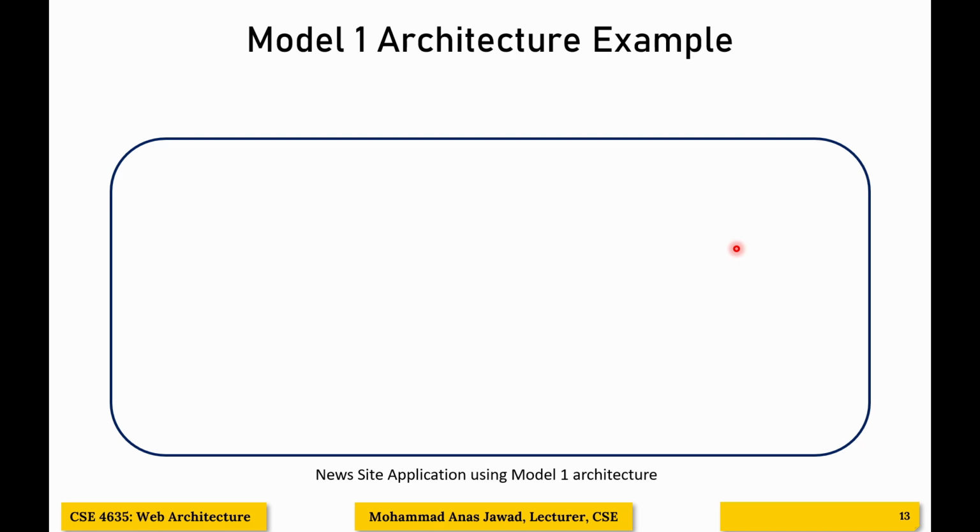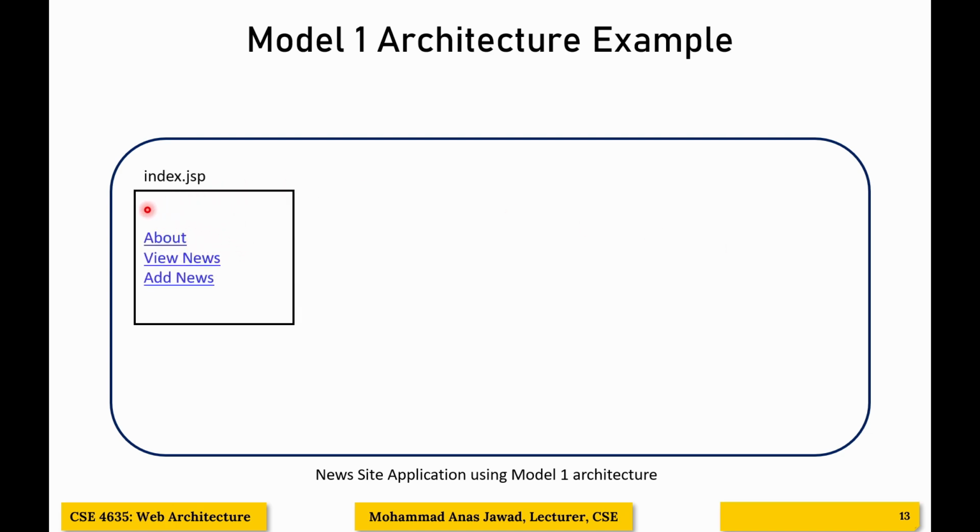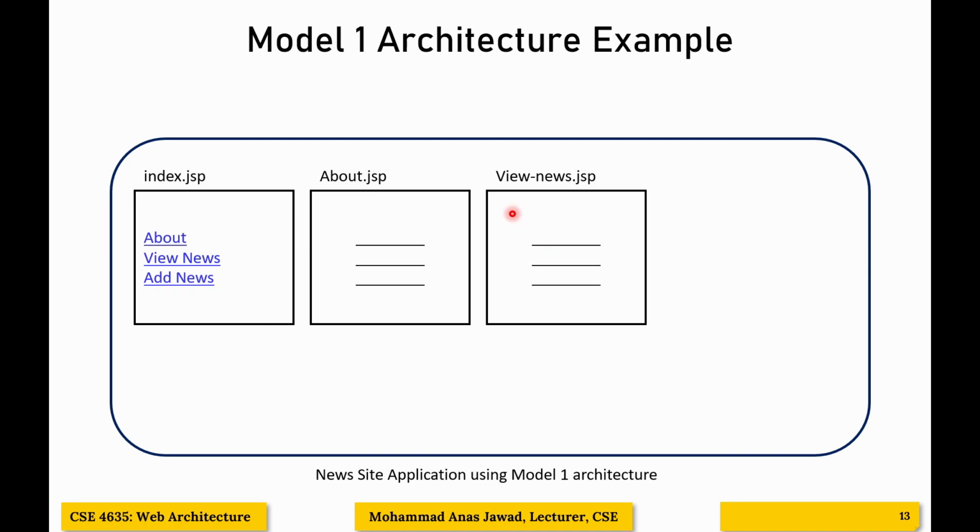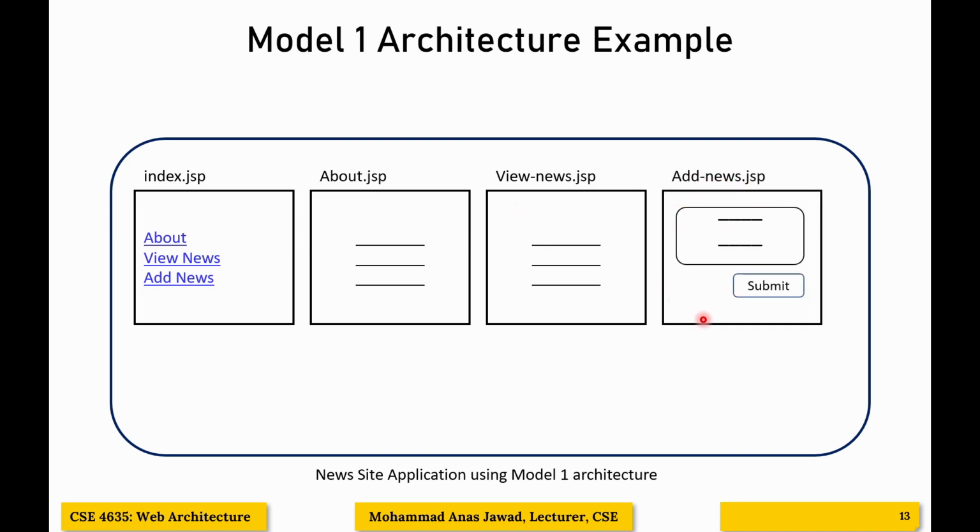And finally, it will contain an add news section where the users will be able to add news on their own. So it will have an index page, which will simply contain 3 hyperlinks, redirecting them to the about section, to the view news section, and the add news section. And it will have an about page, a view news page, as well as an add news page. So essentially, this web application consists of these 4 pages.